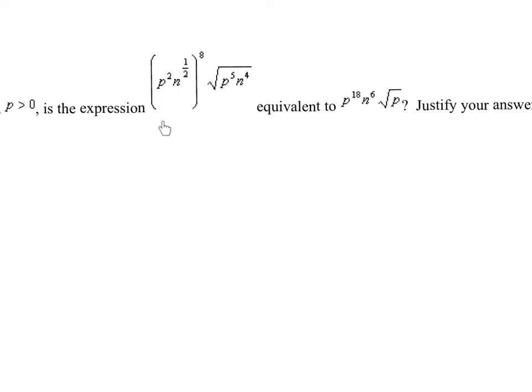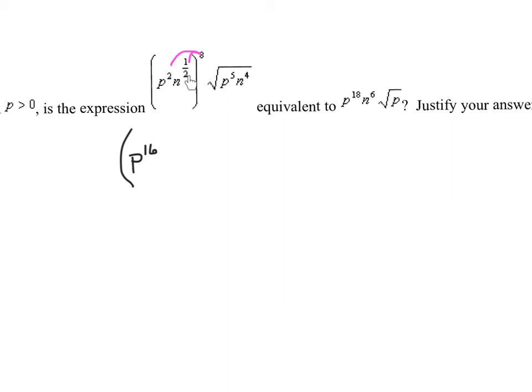All right, so let's take a look at this. There's kind of a lot going on in here, so let's just take a look at it one step at a time. Now, here we have a parenthesis being raised to the 8th power. So I'm first going to raise the p squared to the 8th power, and I'm going to raise the n to the 1/2 to the 8th power. You can think about it as taking this exponent and distributing it onto both terms. When you have a power raised to another power, you multiply. So since 2 times 8 is 16, I'm going to rewrite this as p to the 16th. I'll put this in parentheses.